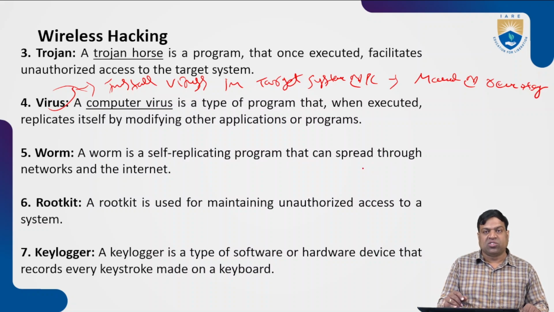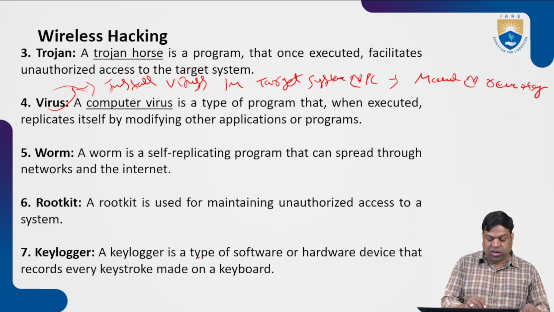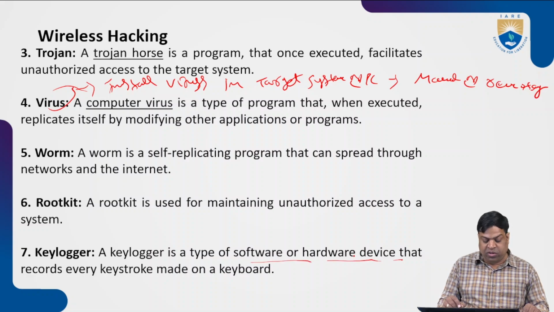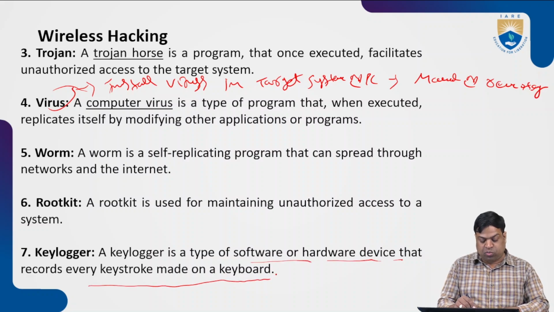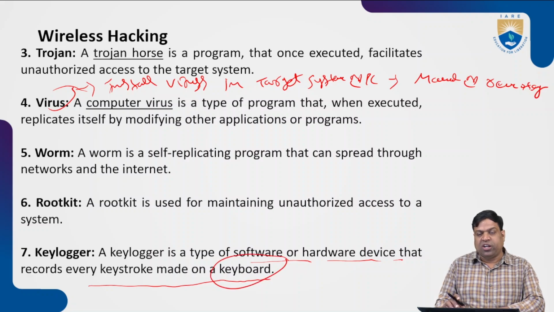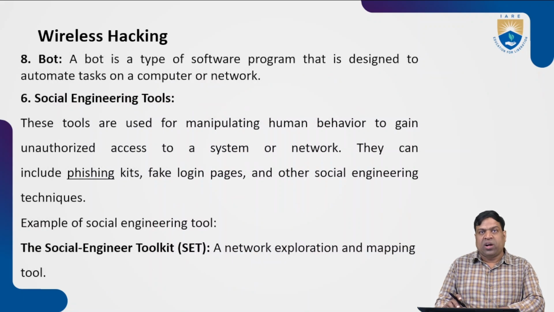Rootkit, it is also one type of malware. A rootkit is used for maintaining unauthorized access to a system. Keylogger is a type of software or hardware device that records every keystroke made on the keyboard. So, keyboard monitoring. Suppose I targeted one person, I can see what he is doing from the keyboard. If he is typing any password, we can guess it. And a bot is a type of software program that is designed to automate tasks on a computer or network.